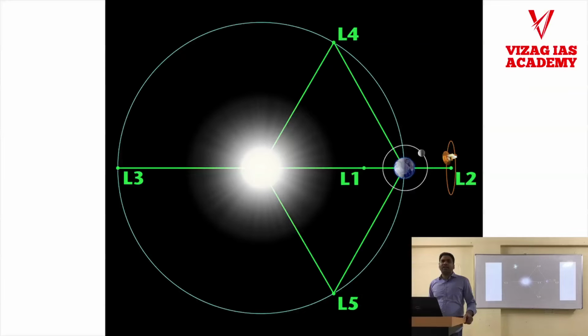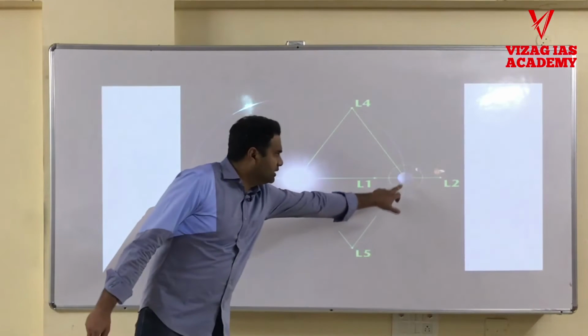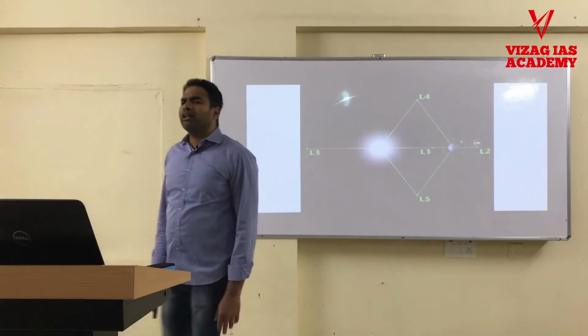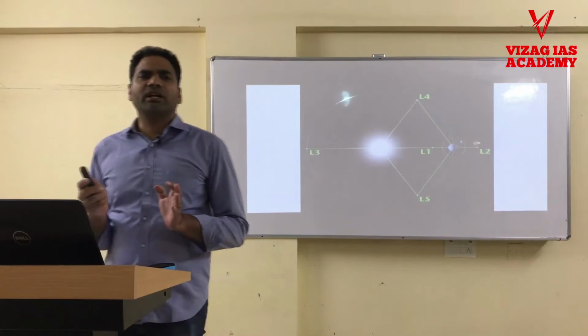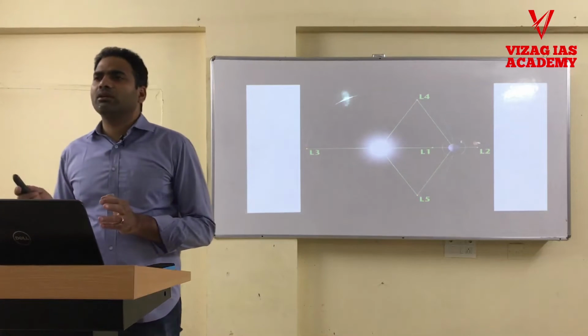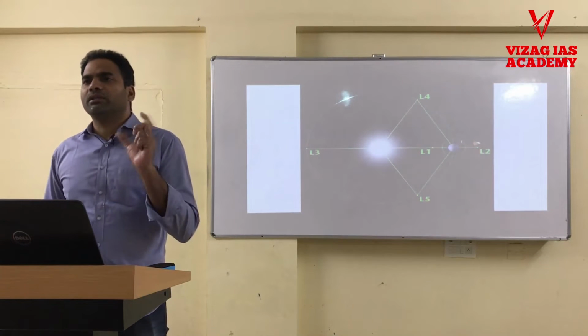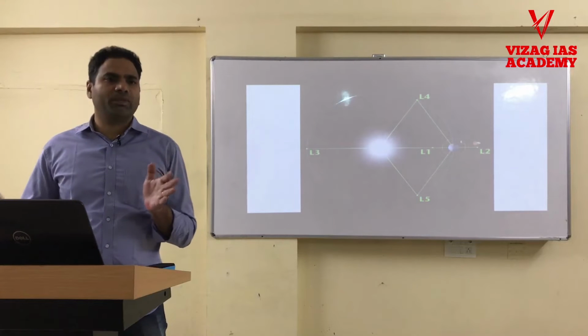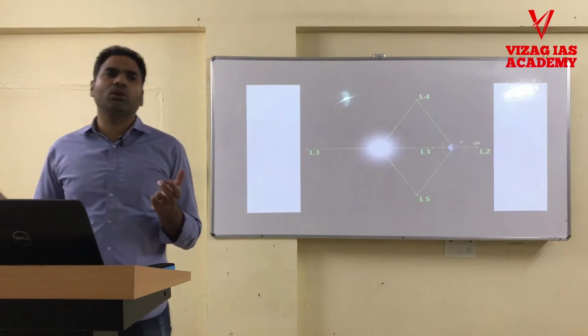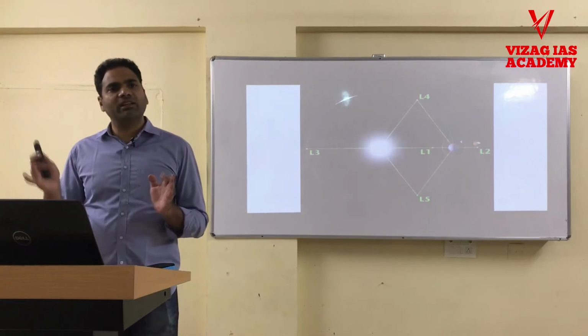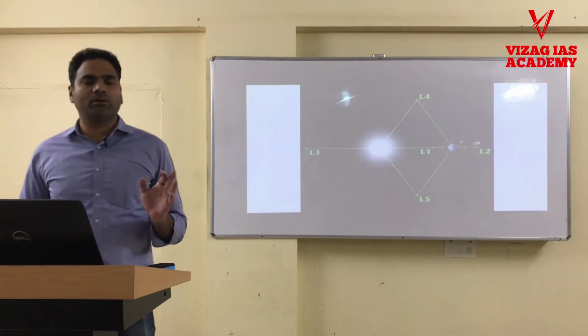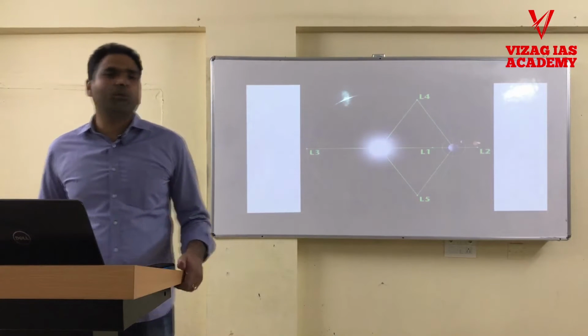See, there are 5 Lagrange points. This is the sun, this is the Earth. Lagrange points are not limited to sun and Earth only. They also exist for any two large bodies. There is a fixed ratio between the weights of the two large bodies. If it's satisfied, there will be Lagrange points for those two heavenly bodies.